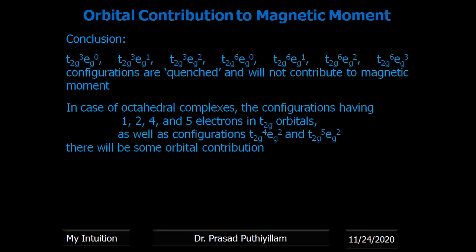Whereas the electronic configurations with 1, 2, 4 and 5 electrons in the T2g orbitals, or the configurations T2g4 eg2 and T2g5 eg2, contribute towards the paramagnetic behavior or the magnetic moment of the substance. So that is about the orbital contribution towards the magnetic moment. Hope you understood the concept.